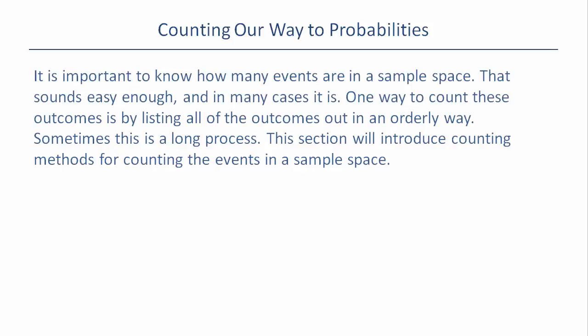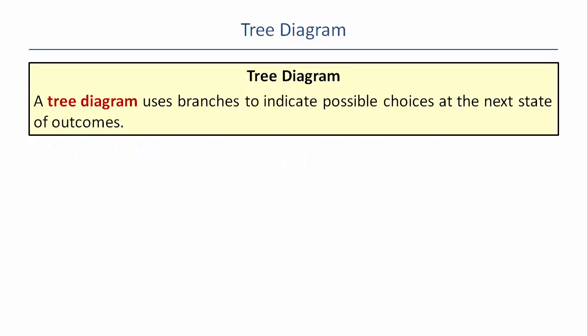So it's important to know how many events are in a sample space. If you don't know that, then you can't figure out the total. It's also important to know how to count up the good, because remember, probability is just good over total. So in this section, we're going to introduce some counting methods that will help you figure out how to get those good and totals, right? How to count both of those things.